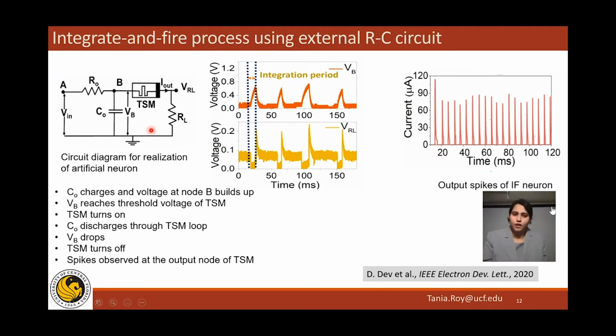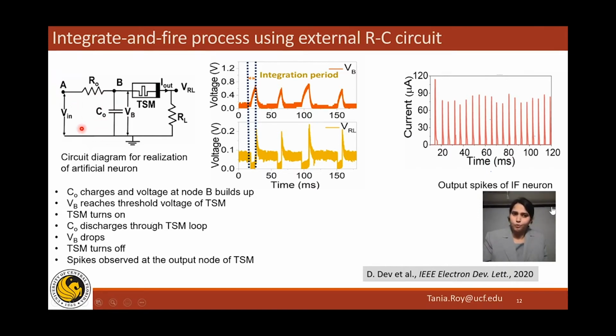So how does this particular circuit show these firing characteristics? First we apply voltage pulses at node A at the start of the circuit. When we apply voltage pulses, in the beginning, this capacitor will start to get charged up.